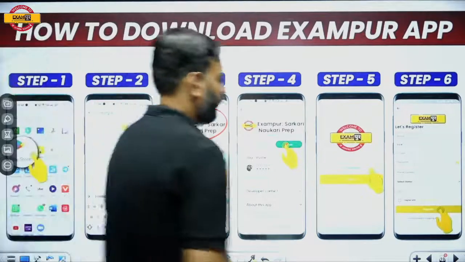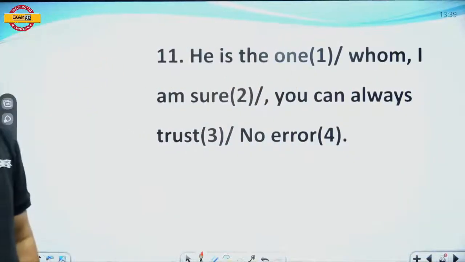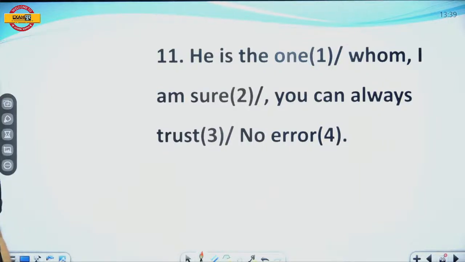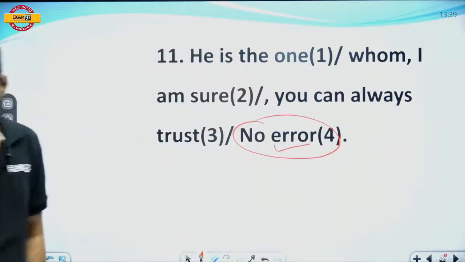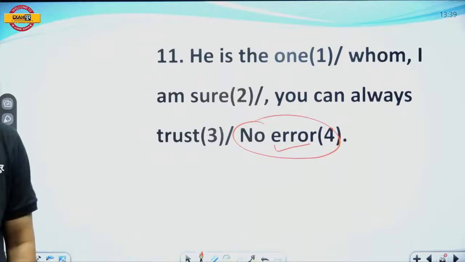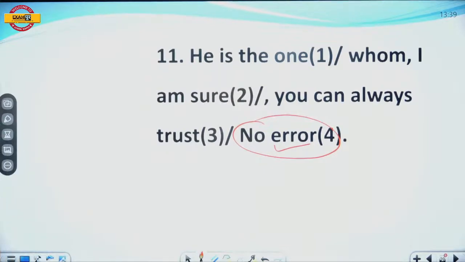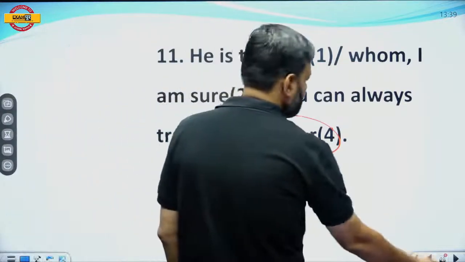Okay, now let's move towards the next question. He is the one whom I'm sure you can always trust. In this sentence there is no error. This sentence is absolutely correct. There is no error in this sentence, right?